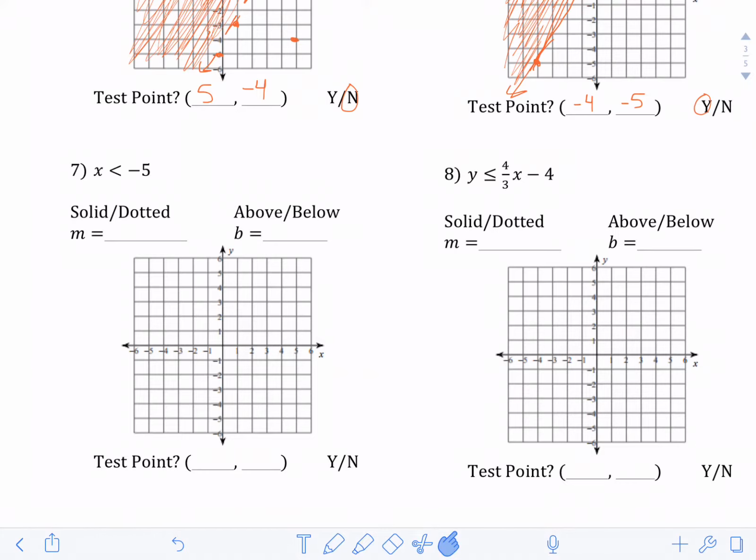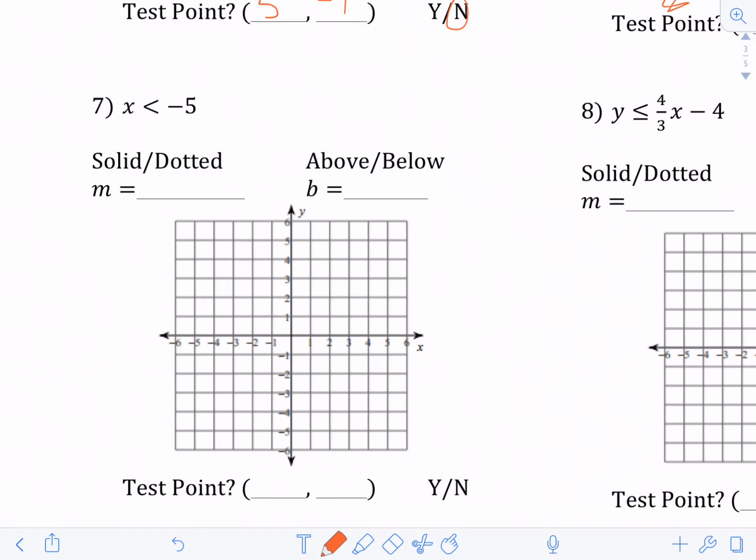Okay, 2 more. So for this one, I know this is going to be dotted. I know it's going to be shaded below. I'm going to be here on the x-axis at -5. So it's dotted, so I can go straight up and down. And it says less than, so less than would be to the left in a case like this. So I can pick the point -6, 2, and that would be in the shaded region.